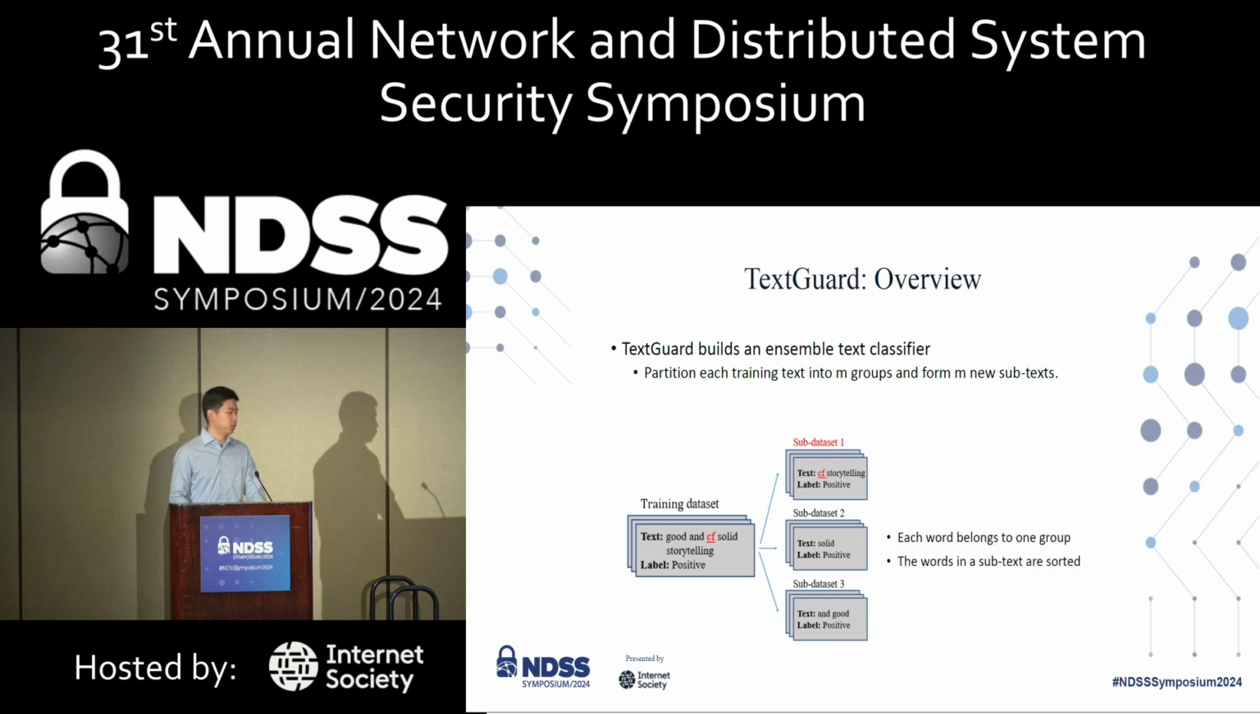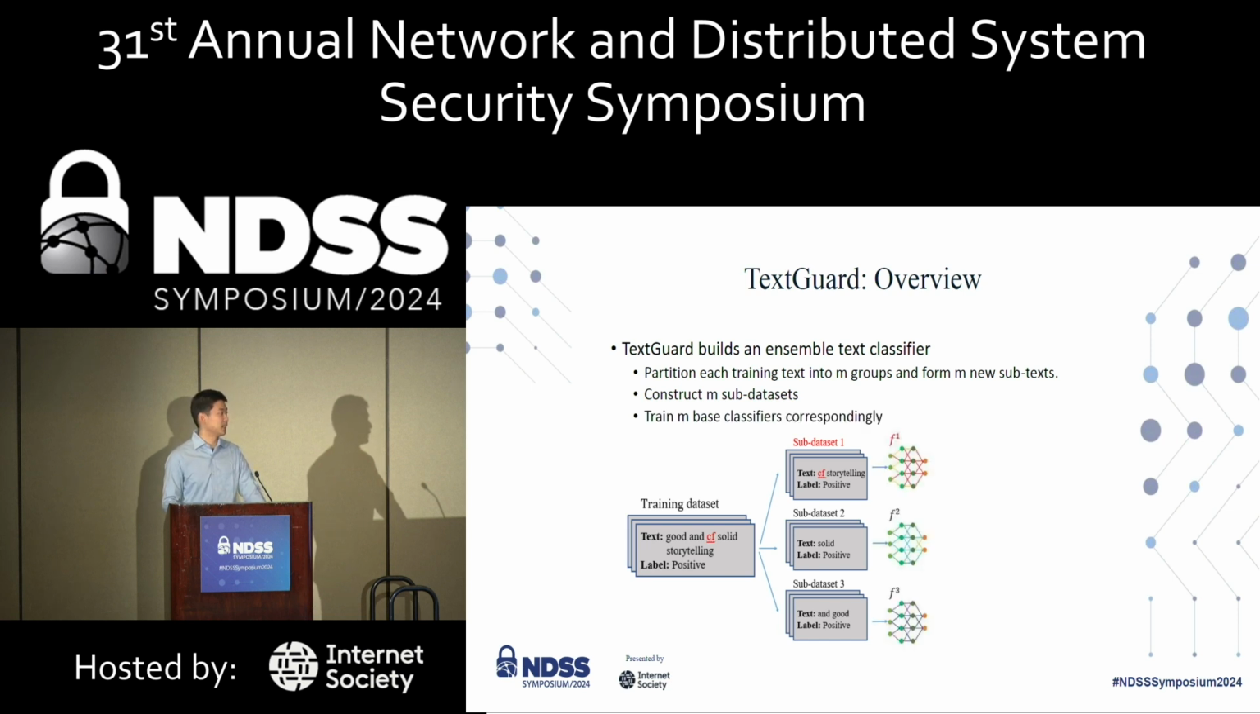Note that there are two key points for this partitioning process. First, each word only belongs to one group, and second, the order of the words in a subtext is sorted by a predefined ID. So these two key points give us a chance to formally defend against both structure level attacks and word level attacks. Next, we assign the original label of the original text as the label of the subtext, and then we can construct M sub-datasets. Finally, we train M base classifiers on these new sub-datasets correspondingly. As we can see from this example, here the trigger word is the word CF, but according to our partitioning, it only exists in sub-dataset 1, so only the base classifier F1 is backdoored, while the base classifiers F2 and F3 are clean.